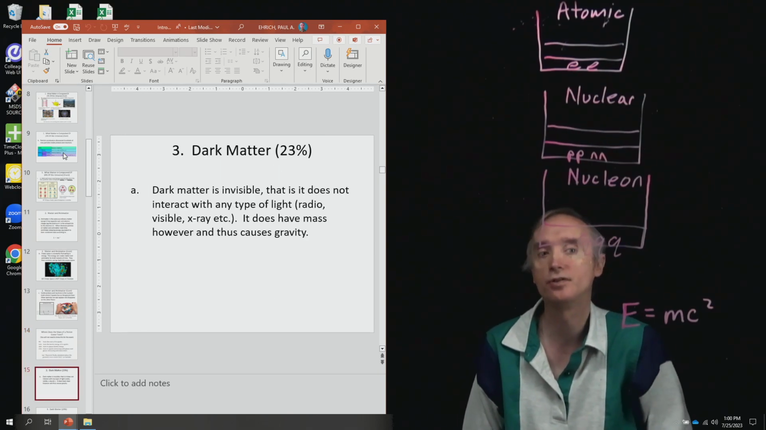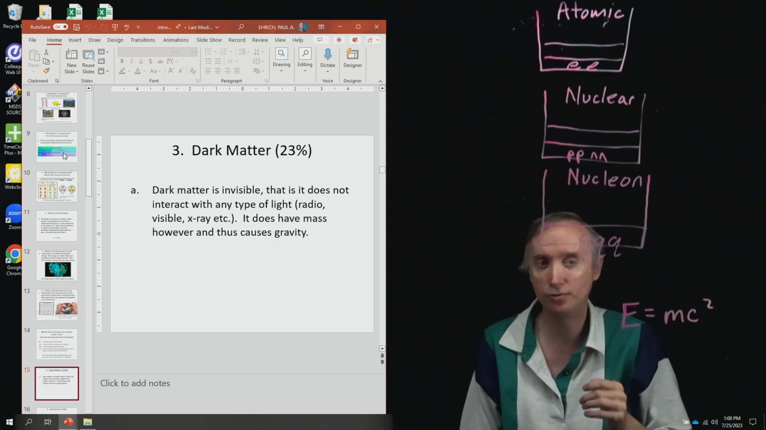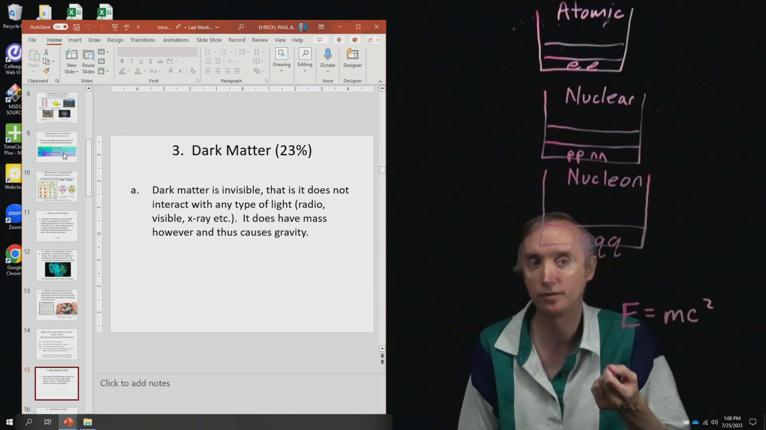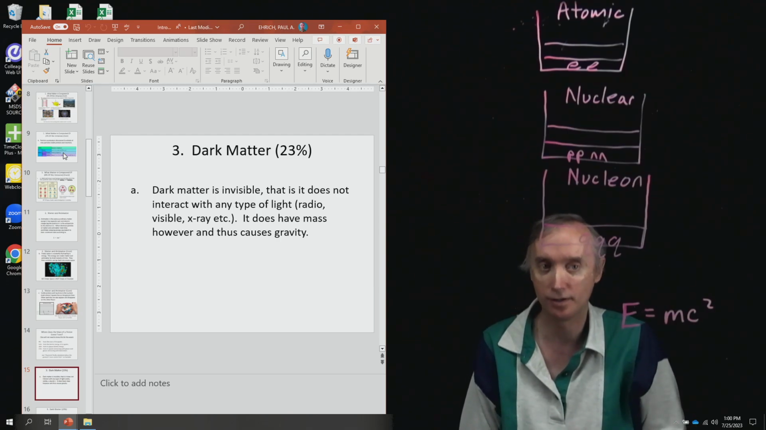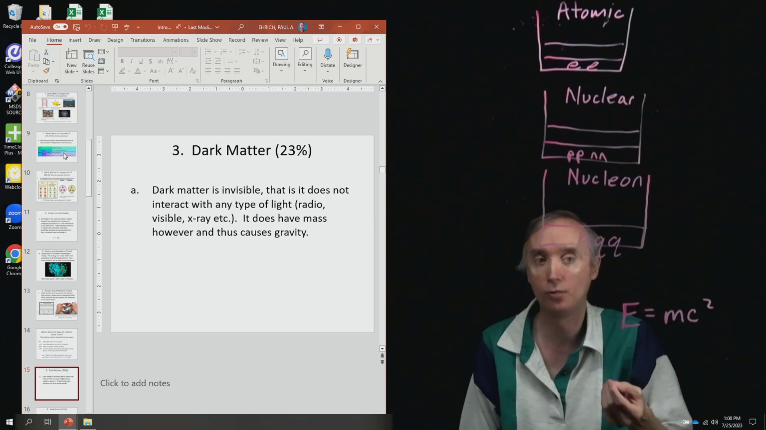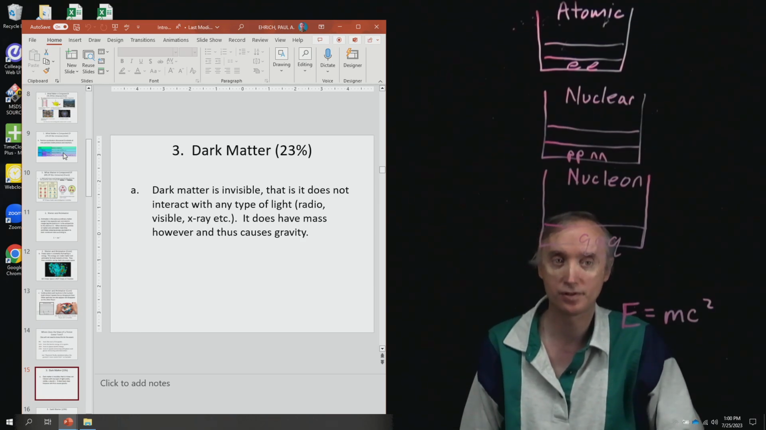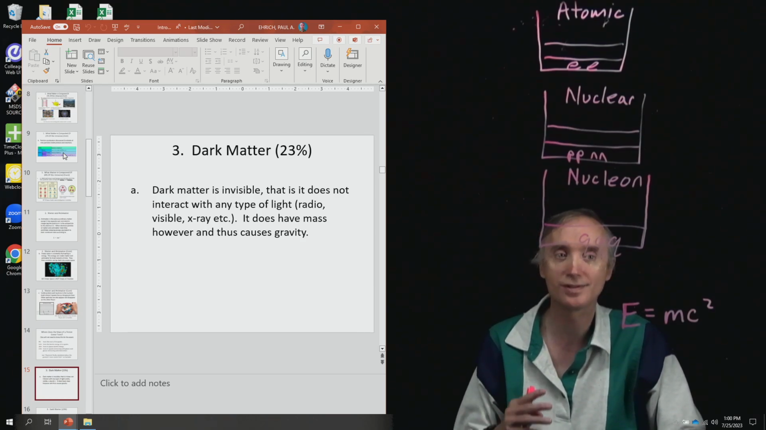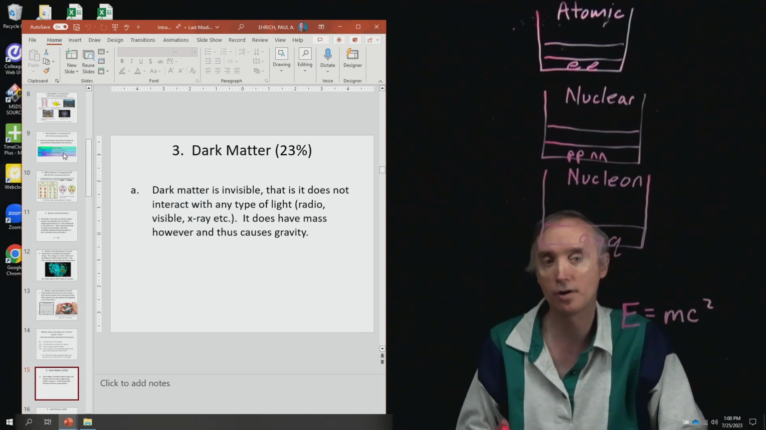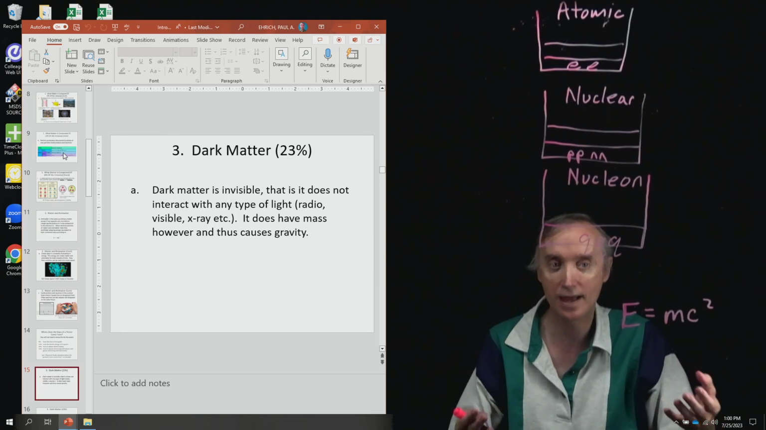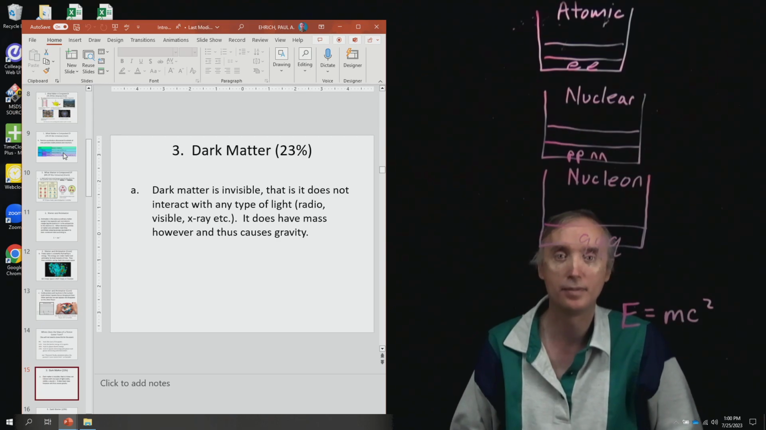All right, now let's talk about dark matter. So you need to know that regular matter, which is going to be composed of quarks and leptons, makes up only 4% of the universe. Dark matter is going to make up 23% of the universe. So there's almost 6 times more dark matter in the universe than there is quarks, leptons, protons, neutrons, atoms, regular matter.